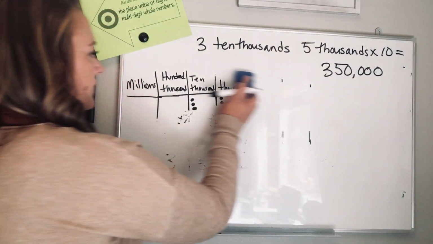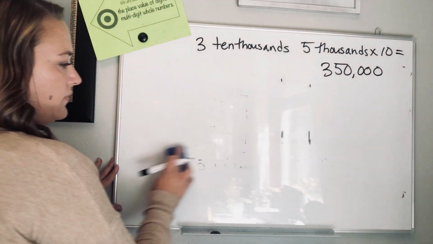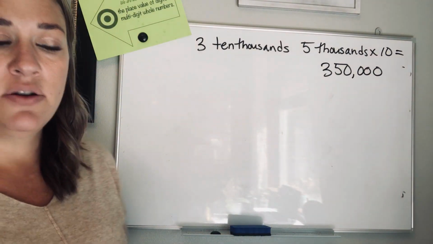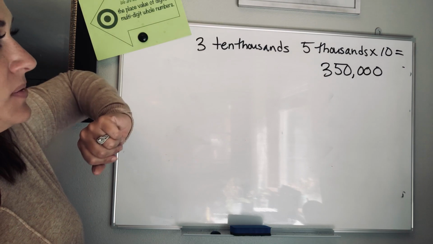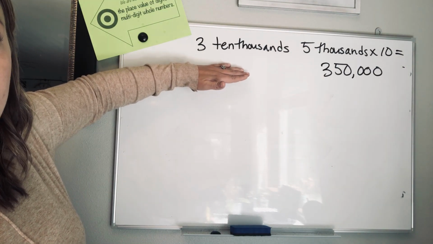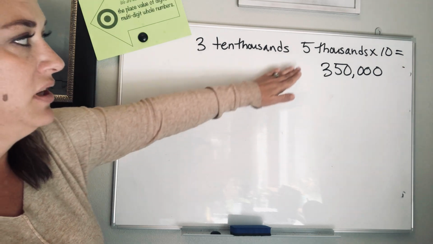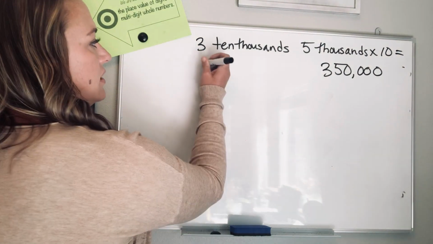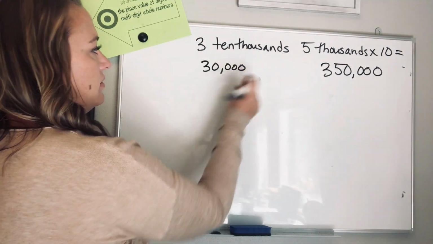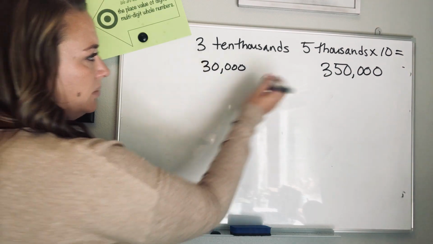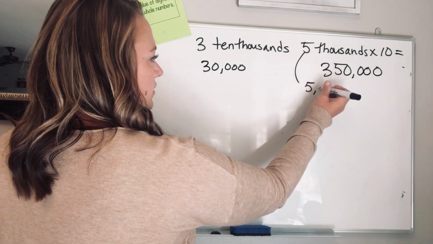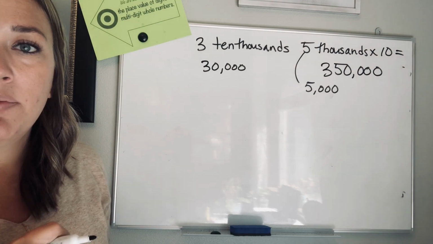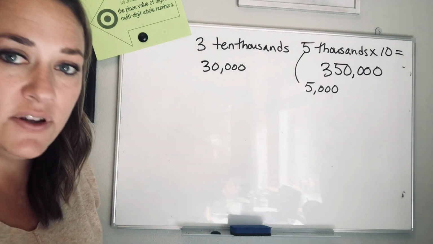Being able to convert our numbers from unit form to standard form is also something that we want to practice. So unit form is when it's just telling me I have 3 10,000s. Well, 3 10,000s, what would that look like in standard form? 5,000s, what would that look like? So 3 10,000s would be 30,000. This is standard form, unit form. 5,000s, standard form, unit form. So that's something that we will be practicing in these next few lessons.